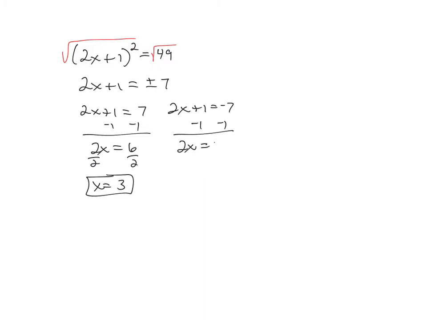Negative 7 and negative 1 is negative 8. Divide by 2, and x is negative 4. Okay, so if there's a number in front of the x, but on the inside of the parentheses, you can just do the square root. Okay?